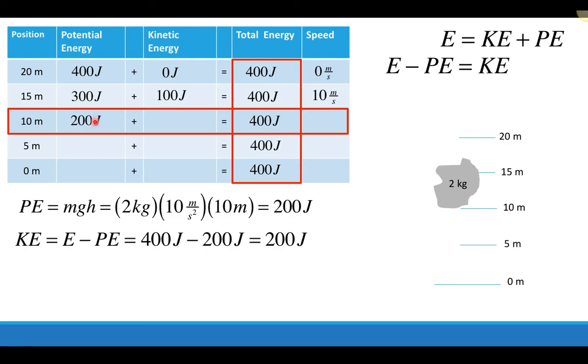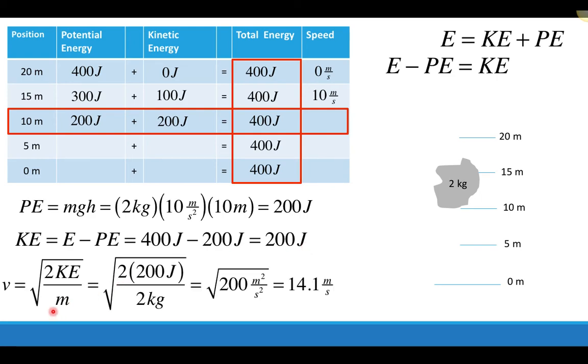So I know that if I add these two values together, they have to add up to 400. So if I know the potential energy is 200, I can calculate that the kinetic energy also has to be 200. And then once I know the kinetic energy, I can figure out the speed, the square root of twice the kinetic energy over the mass. So 2 times 200 over 2 kilograms is the square root of 200, and so the speed there would be 14.1.